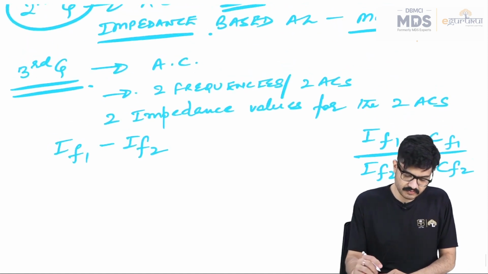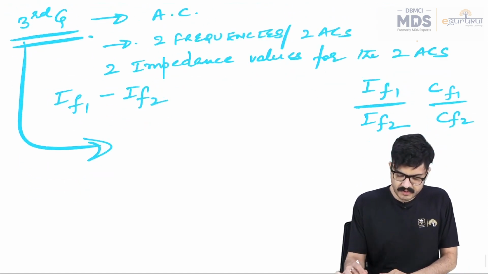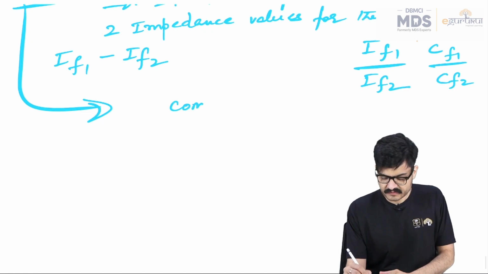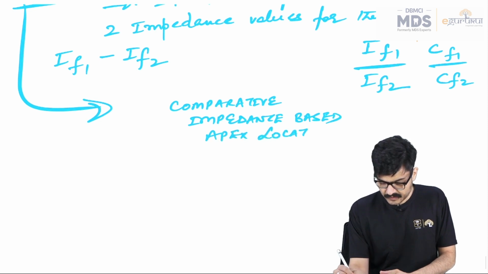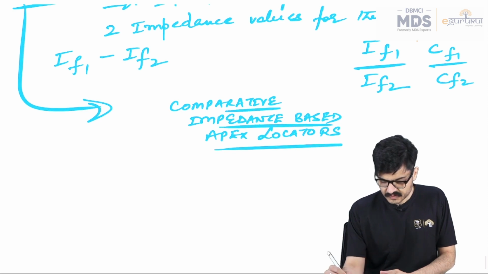So that's your MCQ. Third generation apex locators are also known as comparative impedance based apex locators. That's your important MCQ.